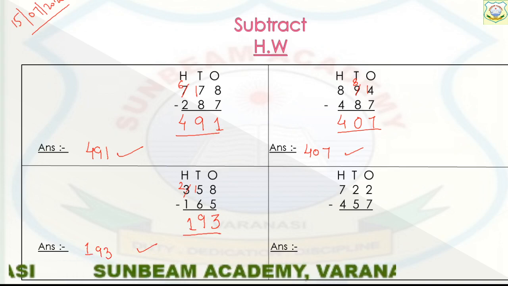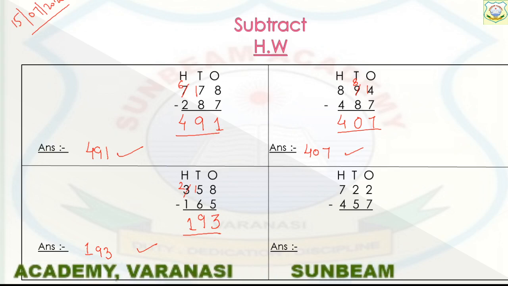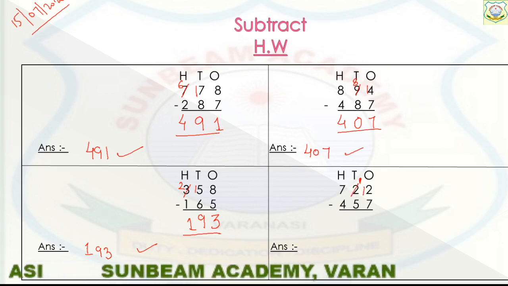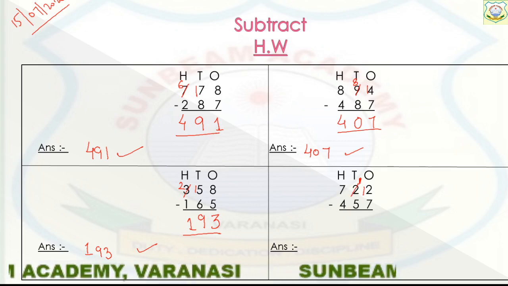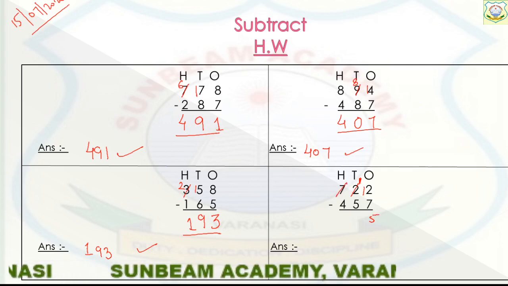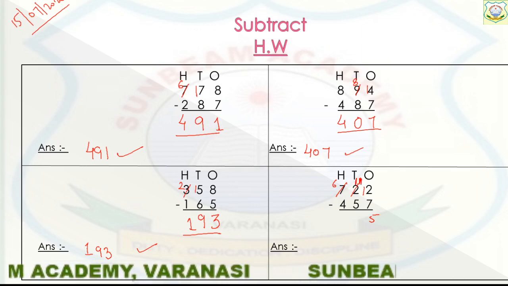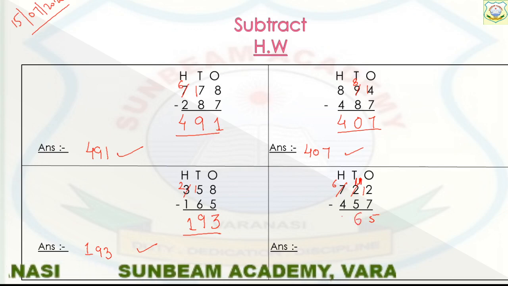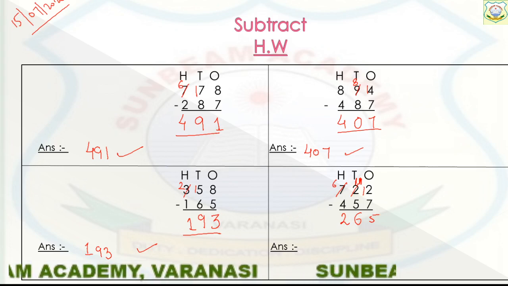722 minus 457. So let's subtract it. So just take borrow. Now it's become 1. 12 minus 7 is, tell me, 5. Okay. Now here we have to take borrow. So this will become 11. 11 minus 5 is 6. And 6 minus 4 is 2. Okay? Done?